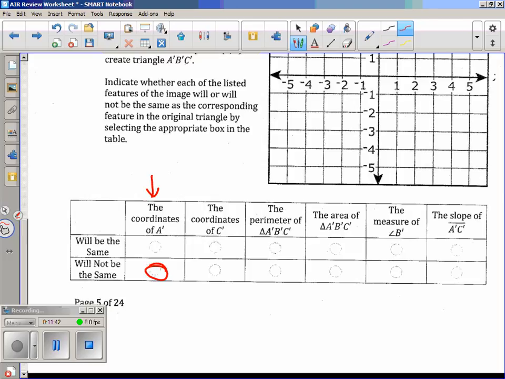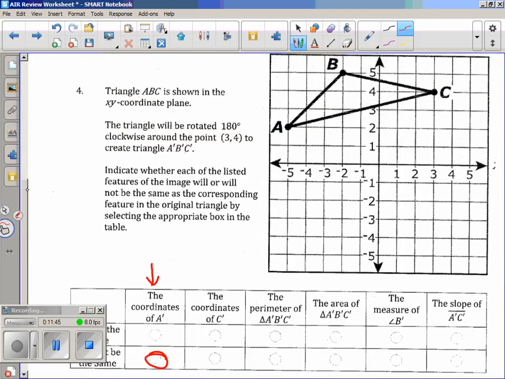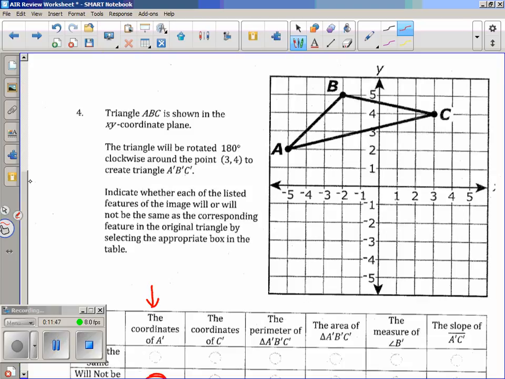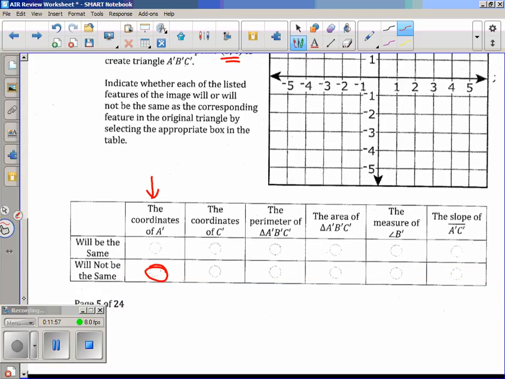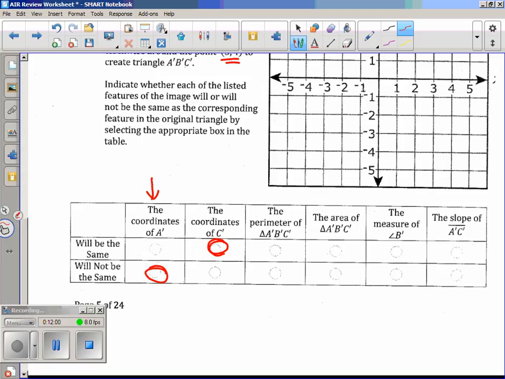The coordinates of C prime. See, C prime. If I rotate it around 3, 4, well, 3, 4 is C prime, C. So if I rotate around that point, C prime is going to stay C prime. Won't always be the case that we'll have this. The perimeter, the distance around the triangle. Well, if I'm just turning a figure, imagine turning your desk. Does it affect any of the measurements of your desk? No, just the orientation. So the perimeter is going to stay the same. The area is also going to stay the same.